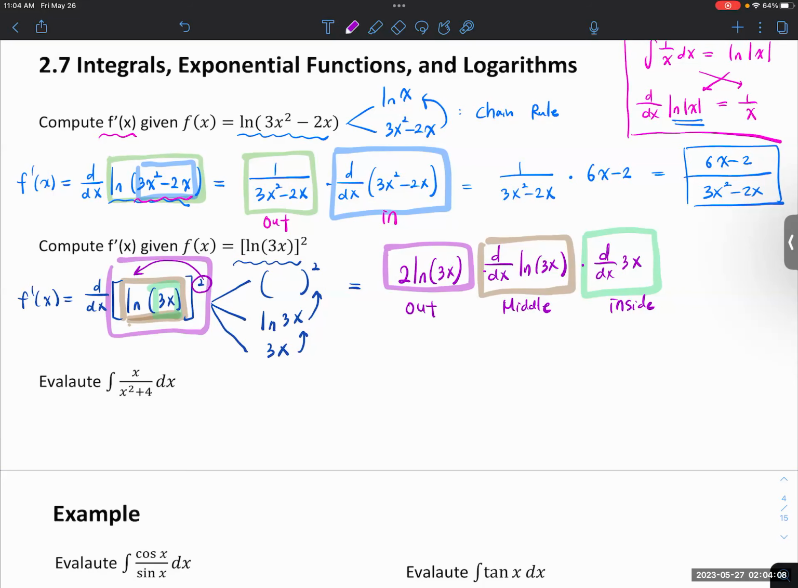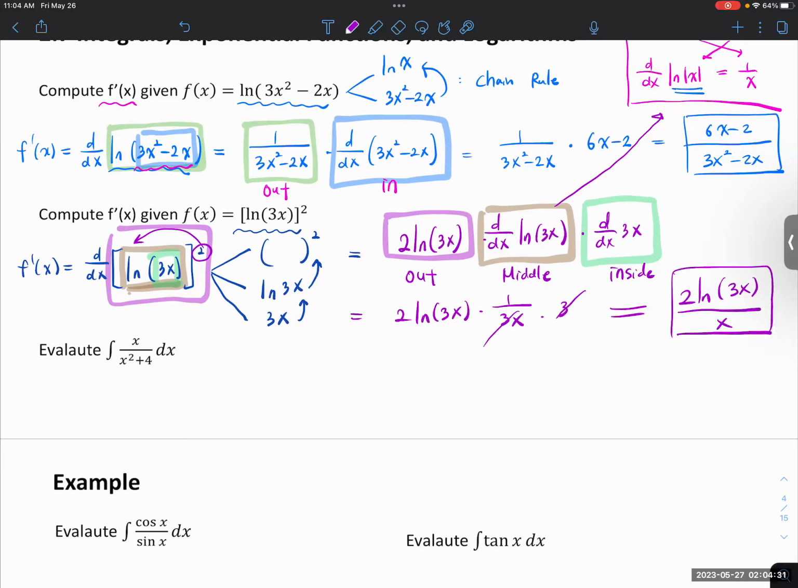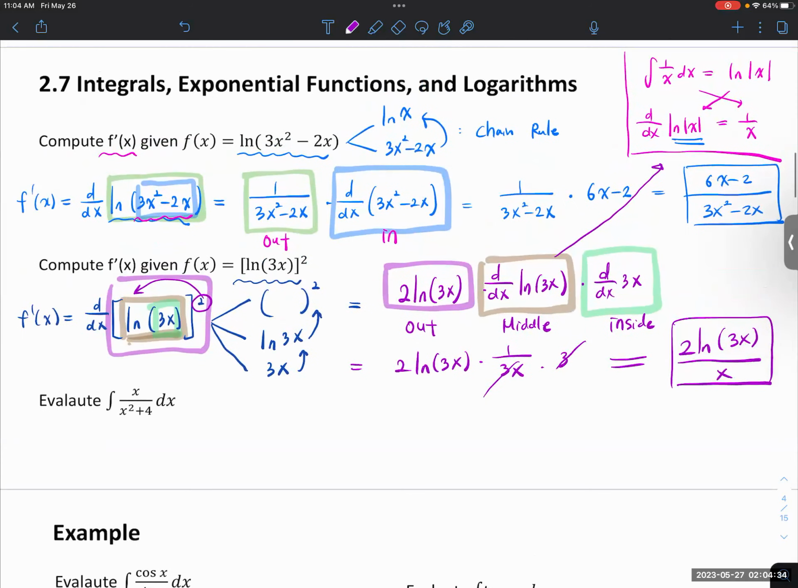So once you take the derivative, that is going to be 2 times ln 3x. For ln 3x, the derivative is going to be 1 over 3x, and the derivative of 3x is 3. Therefore, 2 ln 3x, the 3s cancel, over x will be your answer. So this is the chain rule with more complicated exponential and log functions. We're going to do the integral soon, but let's take a look at it first.